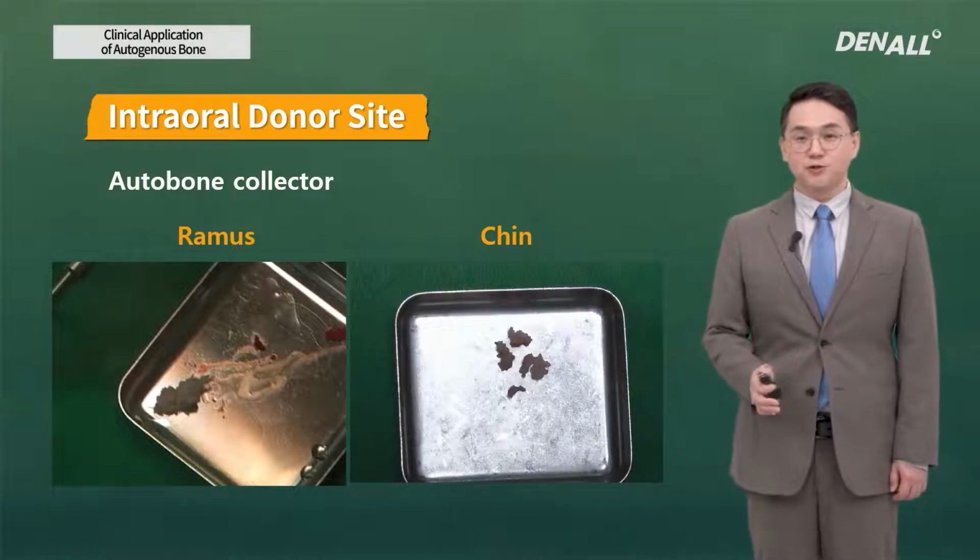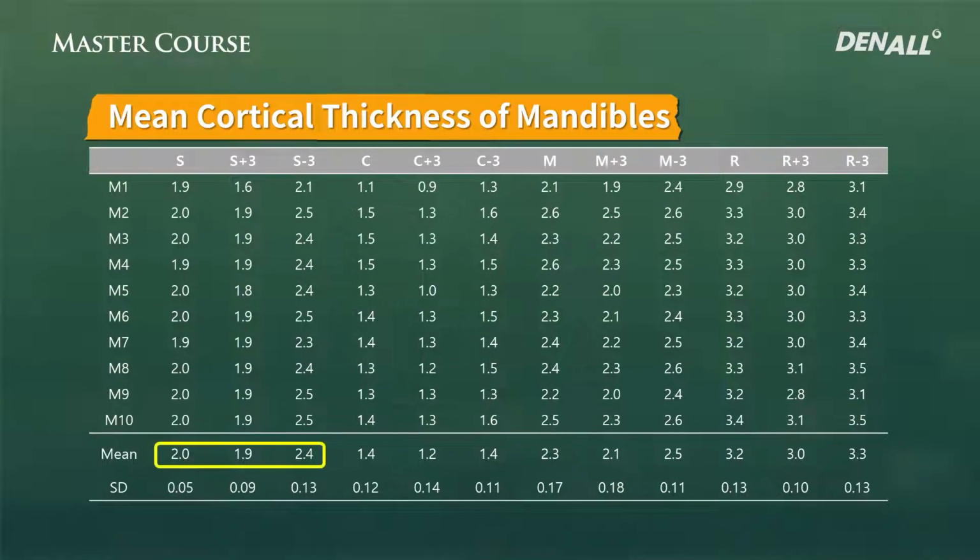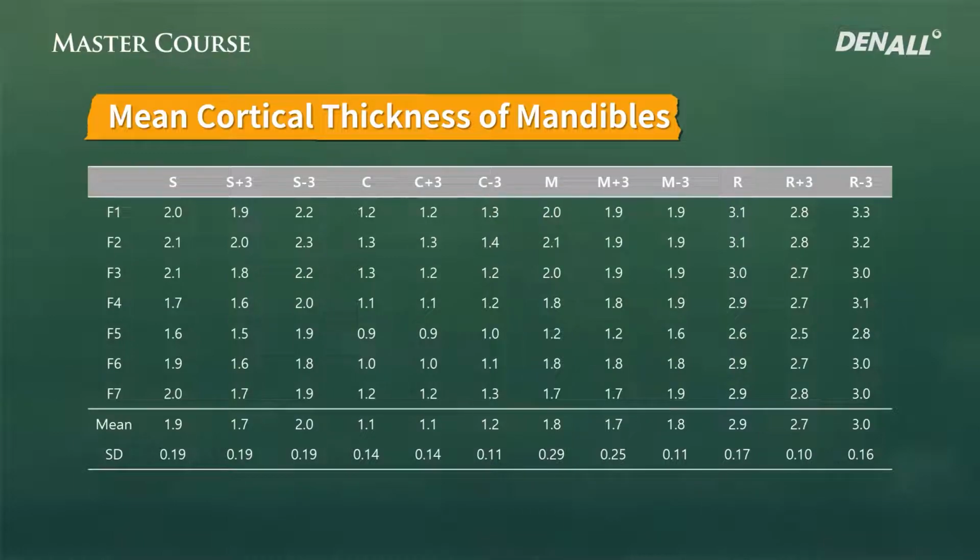As I said before, we harvest the bone from ramus and chin. This is a paper comparing the thickness of cortical bone in the ramus and the chin, the symphysis, between Korean men and women. At the symphysis, the thickness of the cortical bone is 2 to 2.5 millimeters in men and 3 to 3.5 millimeters in ramus. In women, it's thinner, so it's below 2 millimeters in the symphysis and below 3 in ramus.